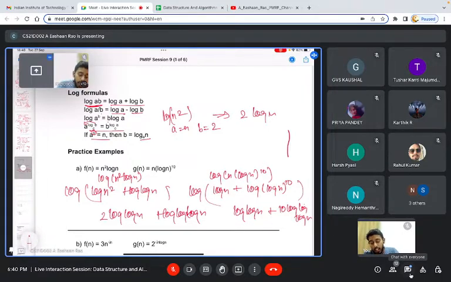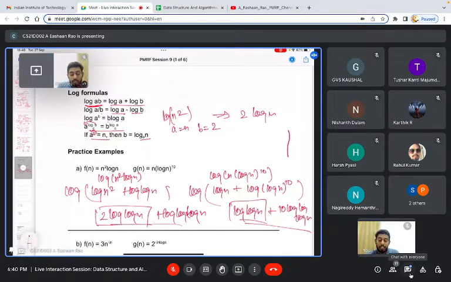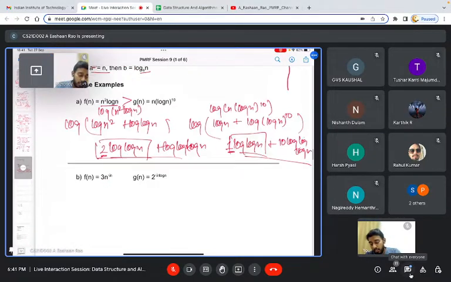Okay, so if such a big equation comes to the picture, always look at the bigger term, that is log n. In this case the bigger term is log n. So here you check the coefficient value. So here it is 2, here it is 1. So based on that you can say that n square log n is greater than n log n raised to 10. Okay, that is one.